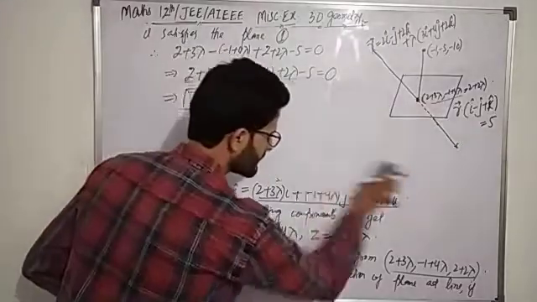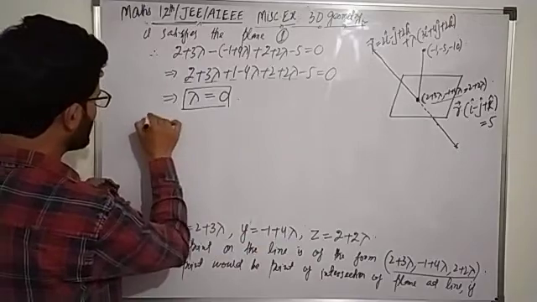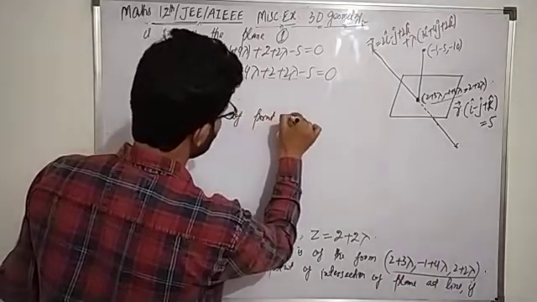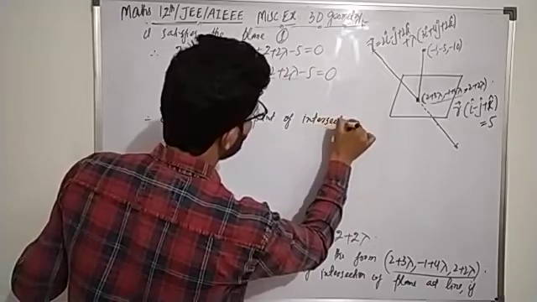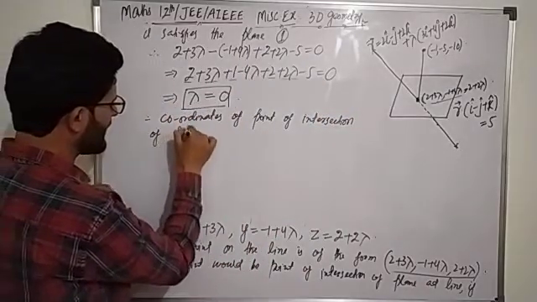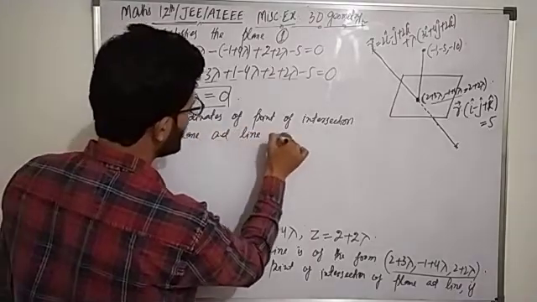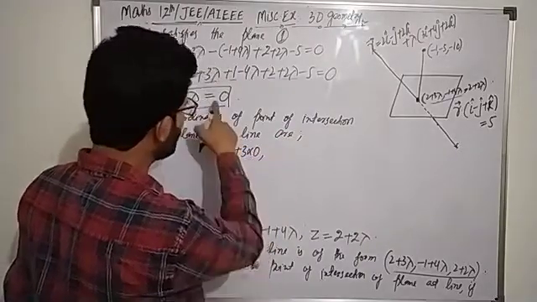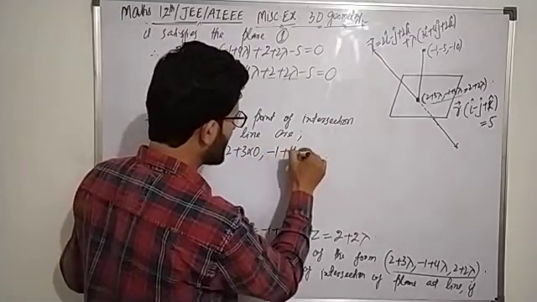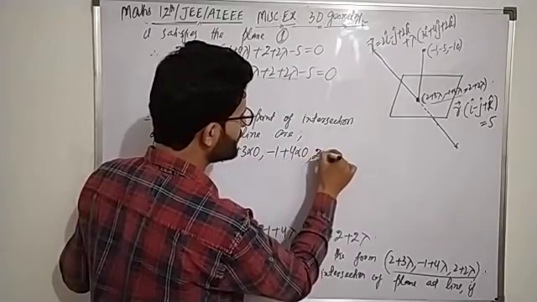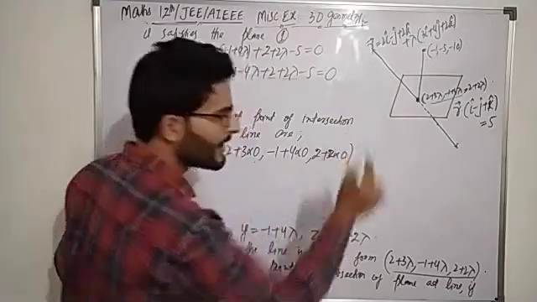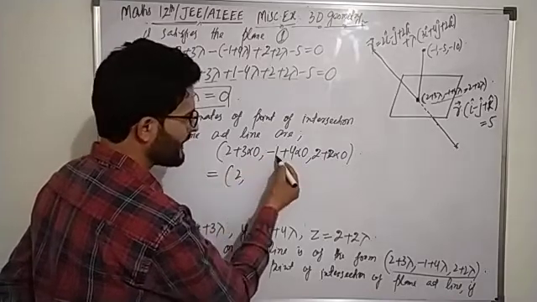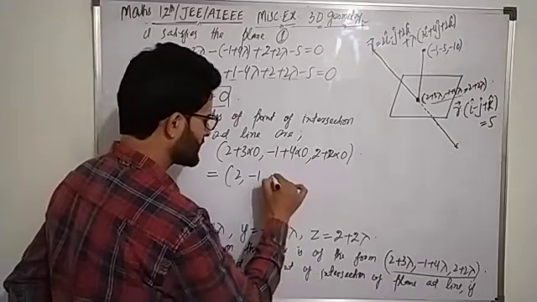Therefore coordinates of point of intersection of plane and line are क्या होंगे coordinates? 2 plus 3 lambda, 2 plus 3 into lambda का वैल्यू 0, yes, minus 1 plus 4 lambda, that is again 0, 2 plus 2 lambda, that is 2 plus 2 into 0, that is the value of lambda. तो क्या मिलेंगे रिक्वायर्ड पॉइंट के कोऑर्डिनेट्स? 2 plus 0, that is 2, minus 1 plus 0, that's minus 1, and 2 plus 0, that is 2.